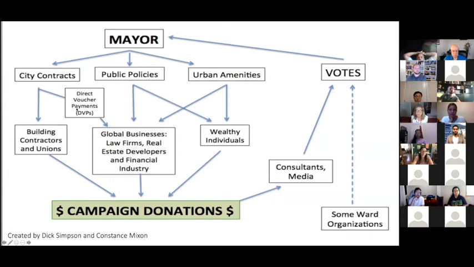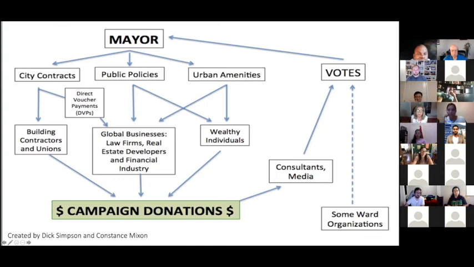I'm not going to spend time because I'd spend the rest of the class talking about direct voucher payments. But let me tell you, when I wrote that part of it, I spent days, and it was fascinating stuff, learning about where these direct voucher payments were going, largely to the global businesses, wealthy individuals. All of this turns into campaign donations.